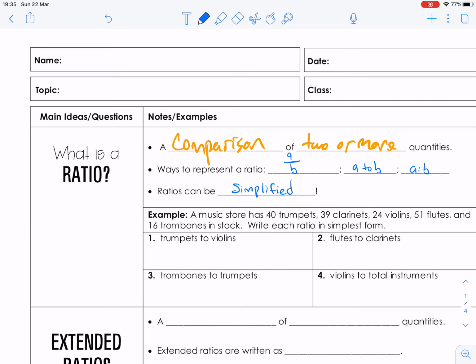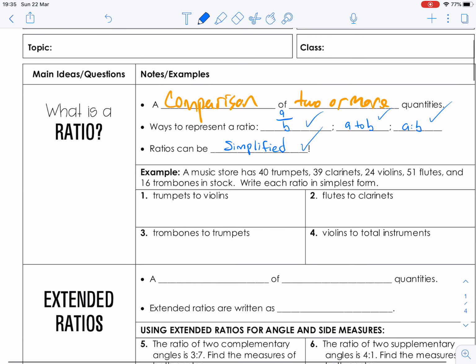A ratio is a comparison of two or more quantities. Here are 3 ways to represent a ratio. And ratios can be simplified. So, they give us an example, and we'll talk about that soon. Think of it as like a dilation, or similar to a dilation. Let's do the example first, and then we'll talk about it. A music store has 40 trumpets, 39 clarinets, 24 violins, 51 flutes, and 16 trombones in stock. Write each ratio in simplest form.